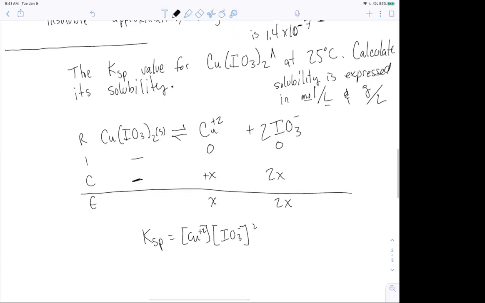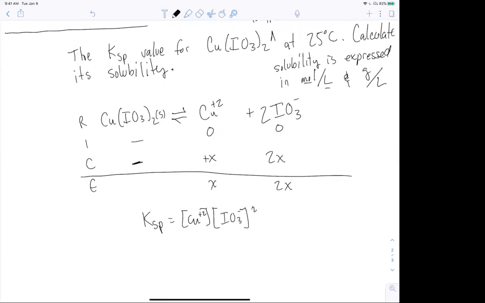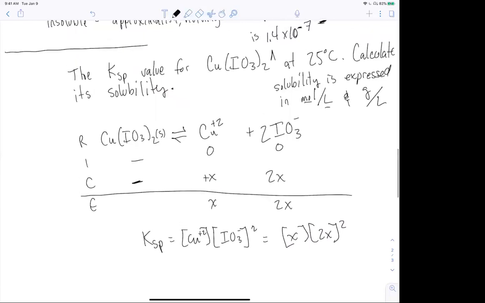I'm running out of time here. We'll pick this up when I come back on Wednesday. But if we're looking at this, we end up with this expression here. And since we know KSP because it's given to us in the problem, we can very easily solve for X.